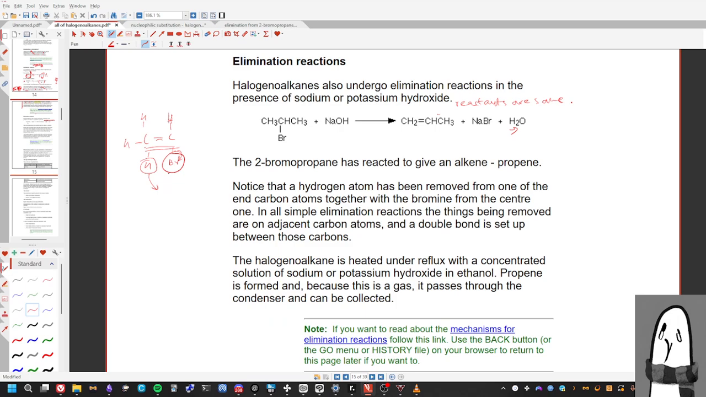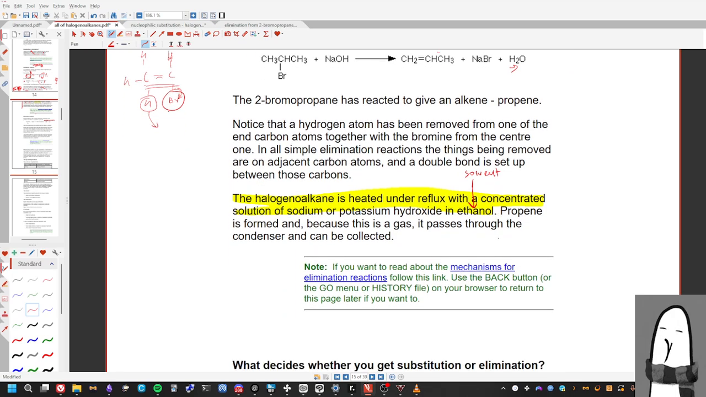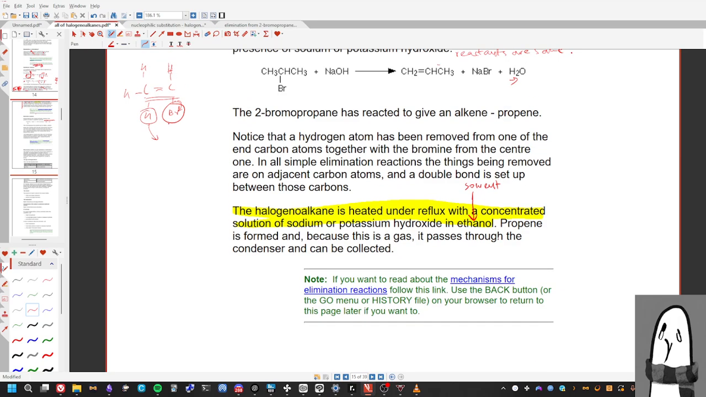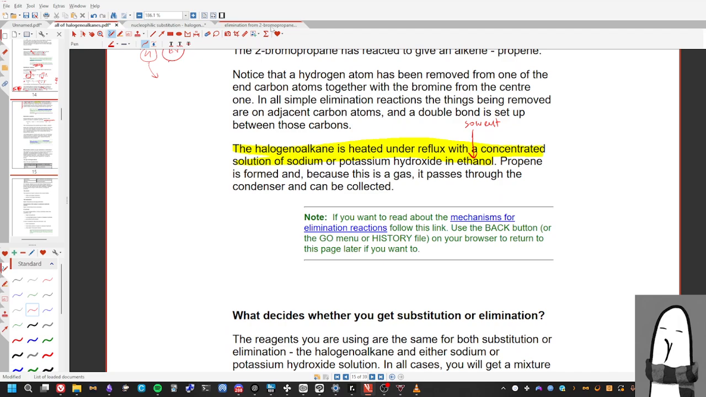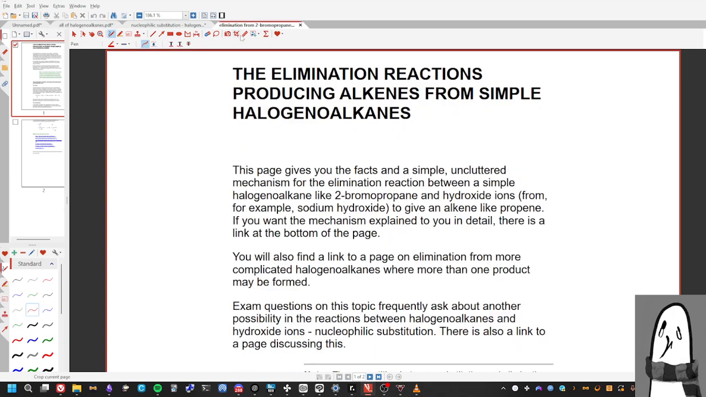The halogenoalkane is heated under reflux with concentrated solution. Yep, propene is formed. So again, conditions are the same as usual. And this time, remember, your solvent is going to be ethanol. It's not going to be water plus ethanol, it's just ethanol. Propene is formed. Because it's a gas, it passes through the condenser and can be collected.